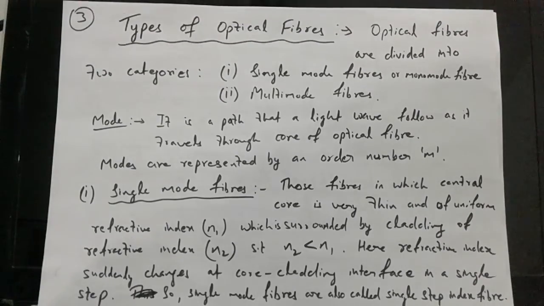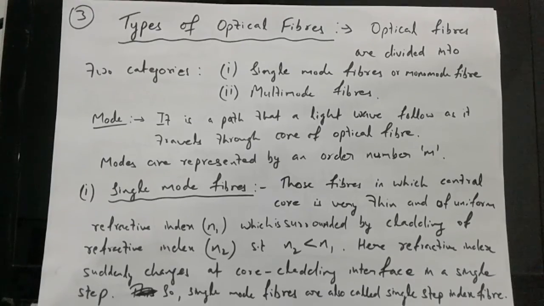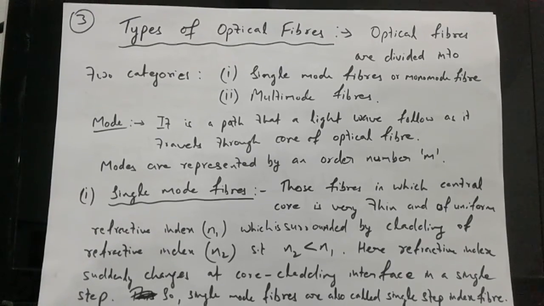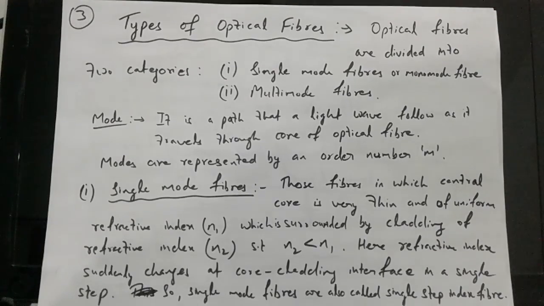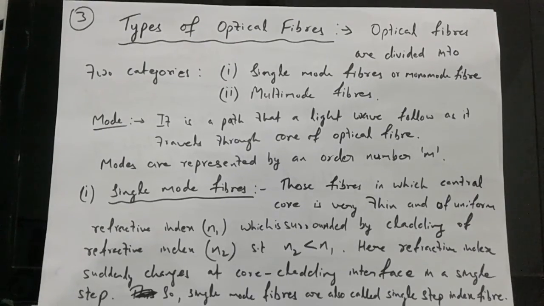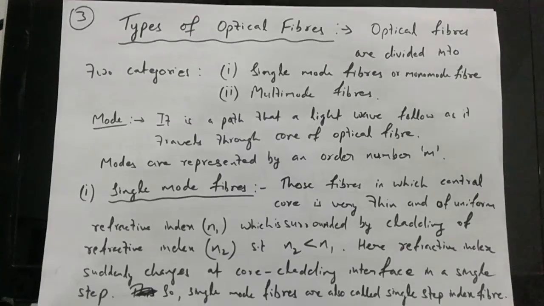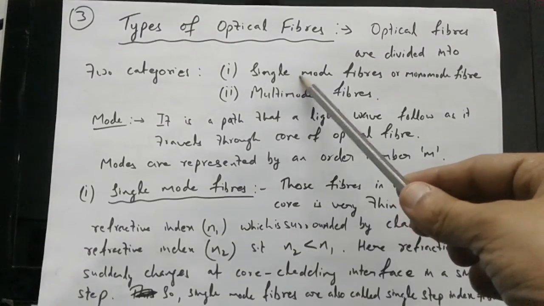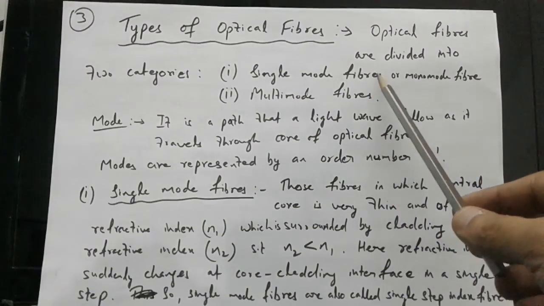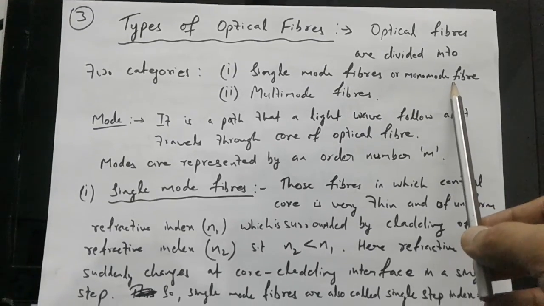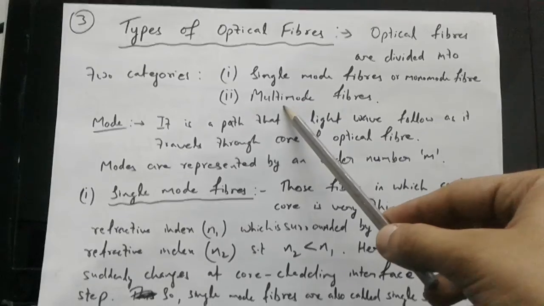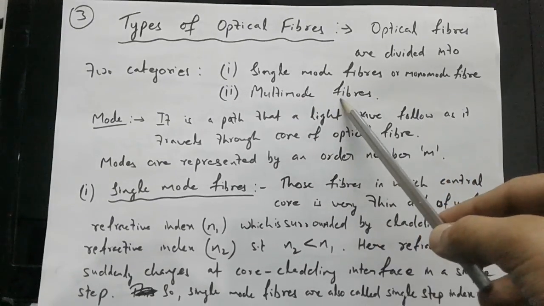Now the next topic is types of optical fibers. Optical fibers can be classified into two categories. First is single mode fiber, or another name is monomode fiber, and the second one is multimode fibers.